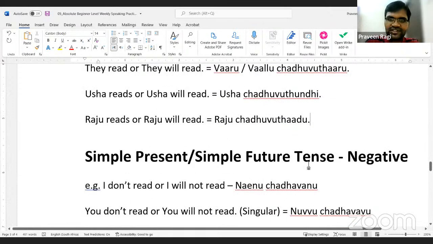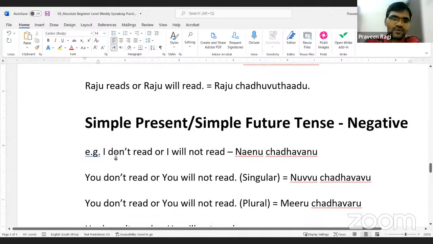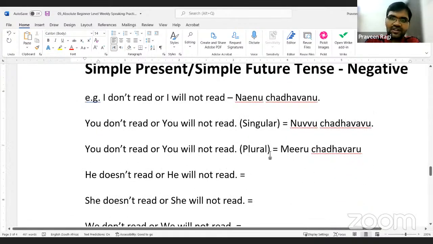Let's move to the next category, that is simple present tense or simple future tense, negative form. So I don't read or I will not read: Nenu chadavanu. You don't read or you will not read. Singular: Nuvu chadavavu. You don't read or you will not read. This plural form: Meeru chadavaru.